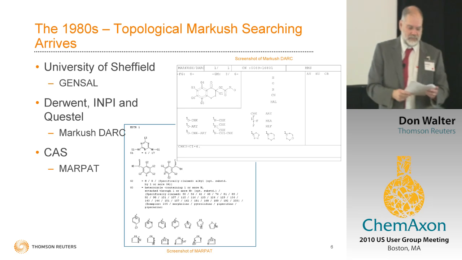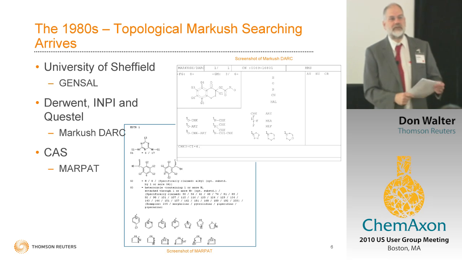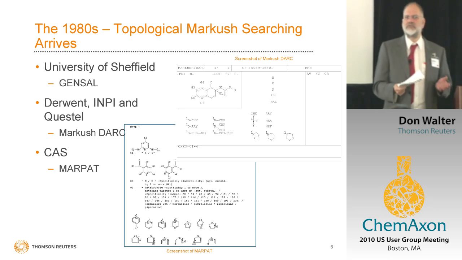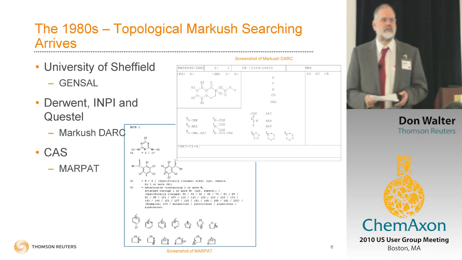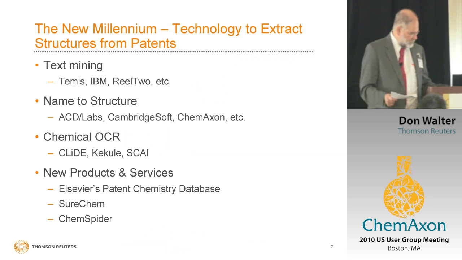So the Markush Dark system was the first one. It was followed a year later by the MARPAT system. They use somewhat different approaches to do the Markush searching, but those are the first ones. All right, fast forward.